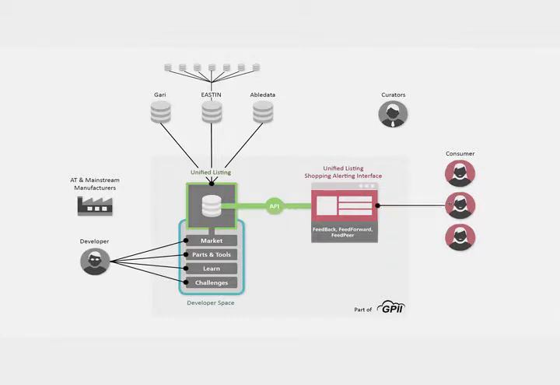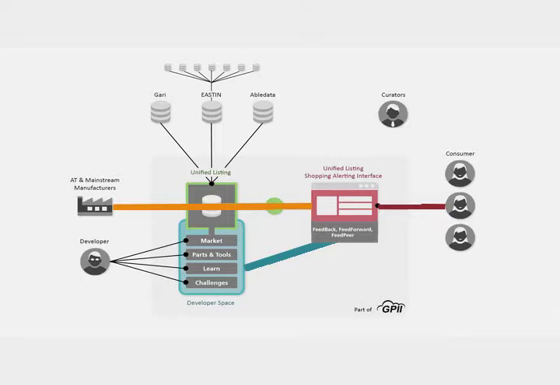Now, a user can leave feedback on the shopping alerting interface, and then that feedback would automatically be fed directly to the manufacturers. But it would also be fed down into the developer space in the challenges area. So for example, a user leaves feedback saying, I wish that this product had this feature.